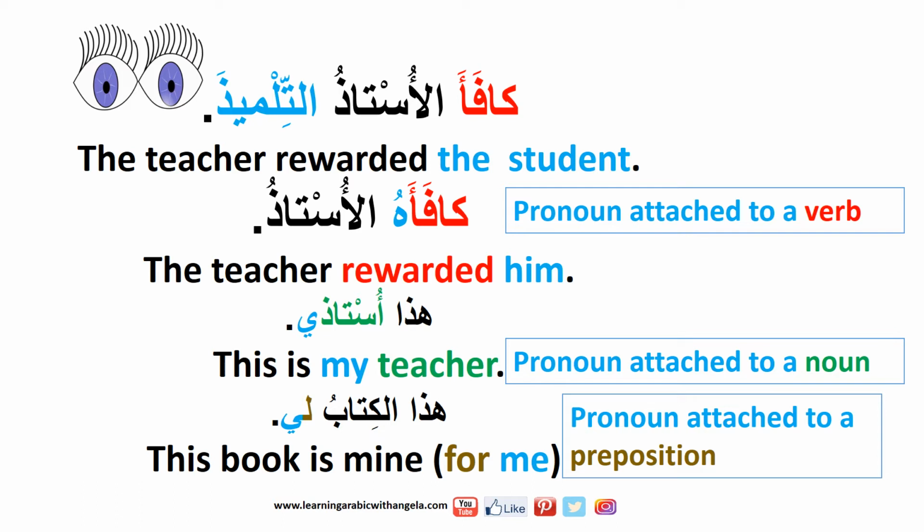هذا الكتاب لي. This book is mine, or to be exact, literal translation, for me. So the lam here is a preposition or harf jar, and the ya is the pronoun that refers to me. So for me, li. And we also over here have a genitive construction formed by the particle of jar and the noun, which is al-ism al-majroor. So we've got a pronoun that attaches to a verb, like in كافأه, a pronoun that could attach to a noun, like ustadhi, and a pronoun that could attach to a preposition, like li.